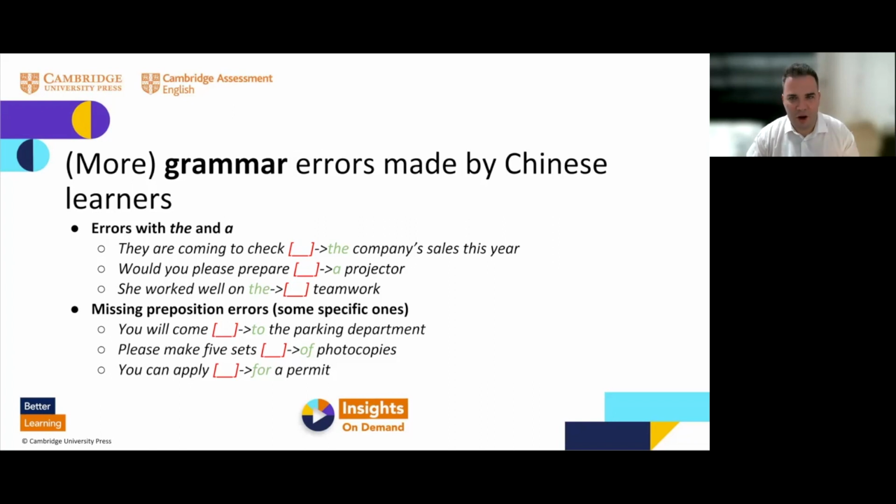Another category of errors we found in Chinese data was missing prepositions. Although Chinese speakers are not the worst for this type of error overall, there are some specific ones which occur frequently for Chinese learners. These sometimes involve a preceding verb like "apply for", but other times involve a preceding noun, as the possessive "of" in "5 sets of photocopies".